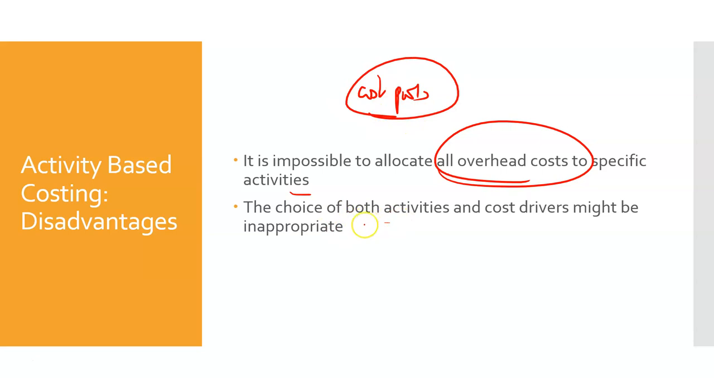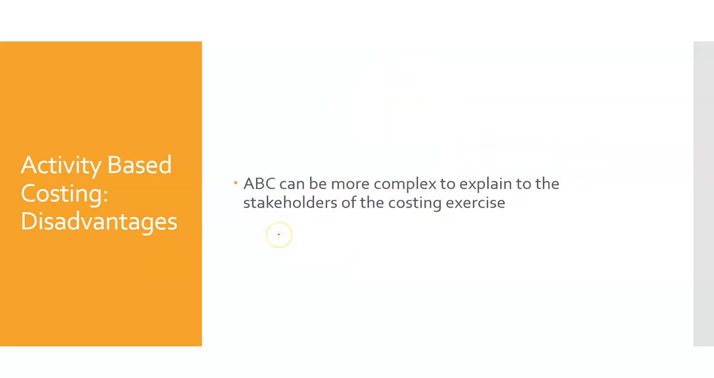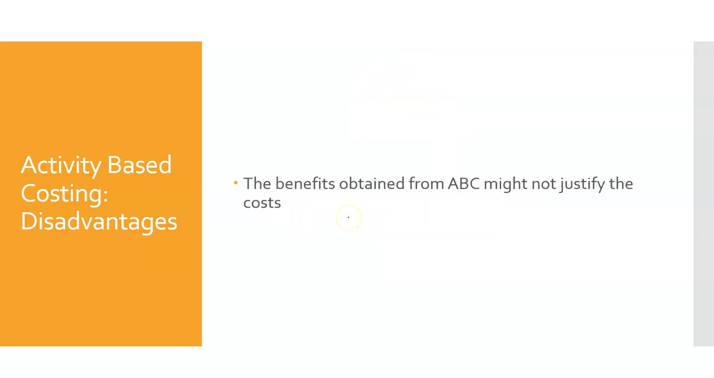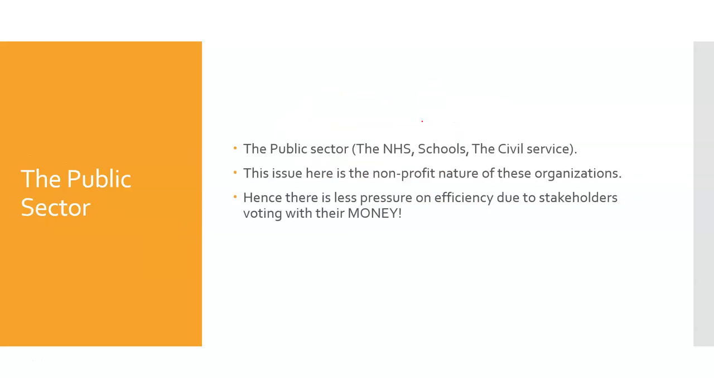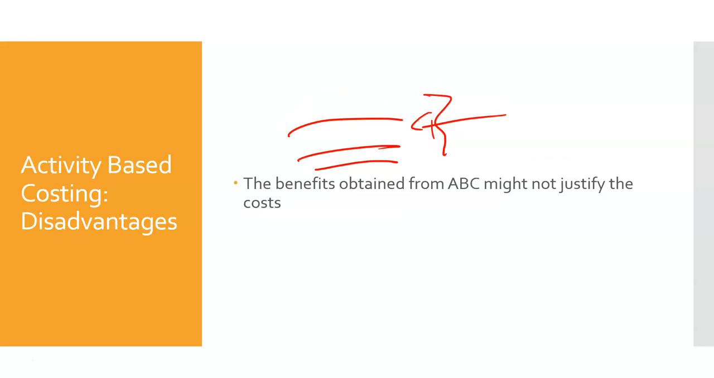And sometimes those choices might not be right. I think it's quite complex, and you can imagine having to explain to people what's going on with ABC, and sometimes all those costs of laying those processes down might not be worth the cost saving in the end. I think that's a good place to stop for that part, and we'll carry on in part 3.